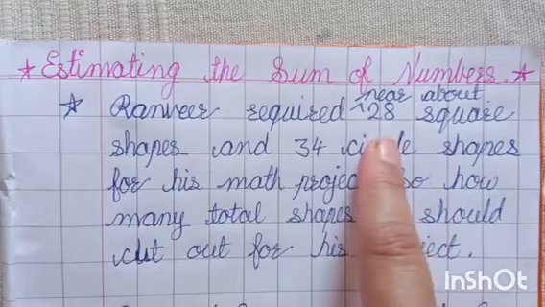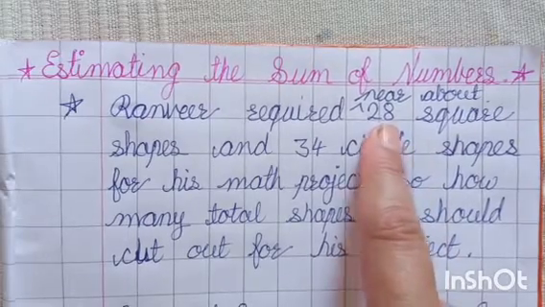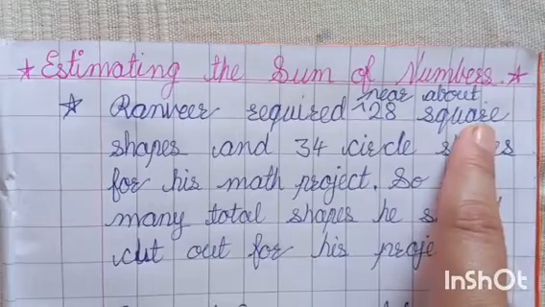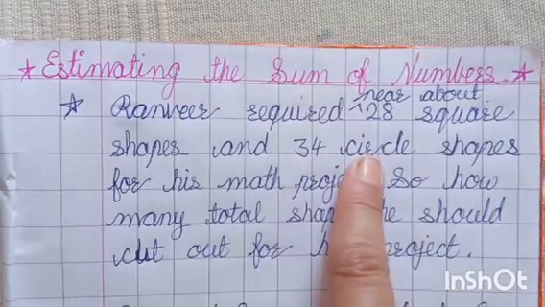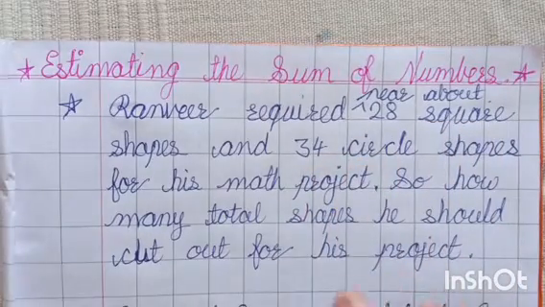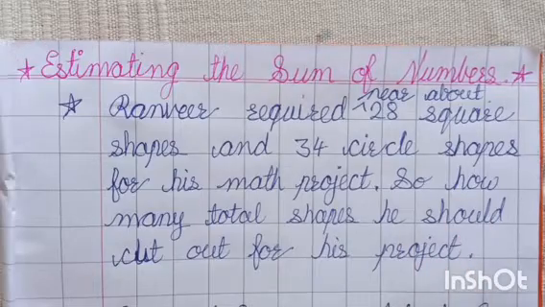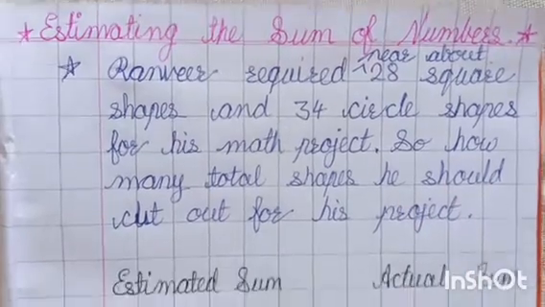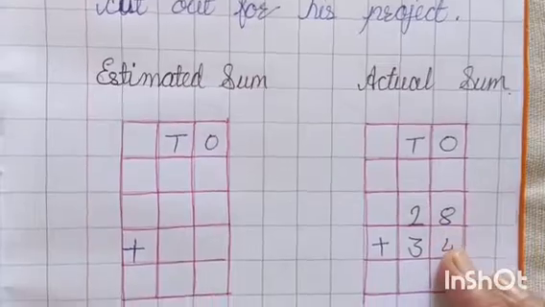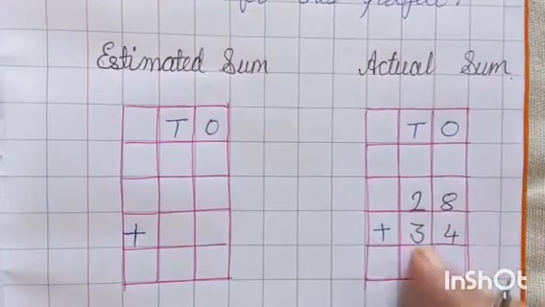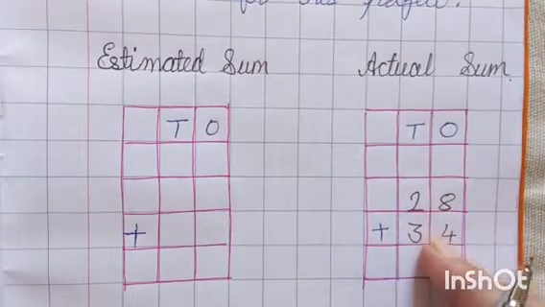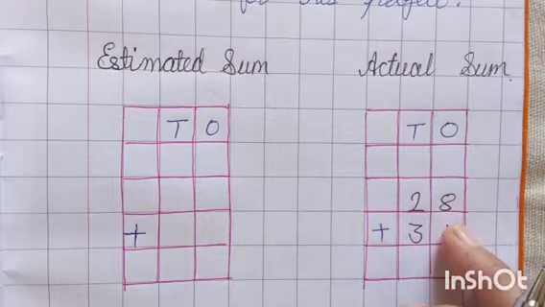So here the number is 28. Yes, he needs near about 28 squares and 34 circles. So first we will do the actual sum of these numbers, so you will understand it. Okay, so what is the actual sum? See here, I have already arranged the numbers vertically according to their place value.